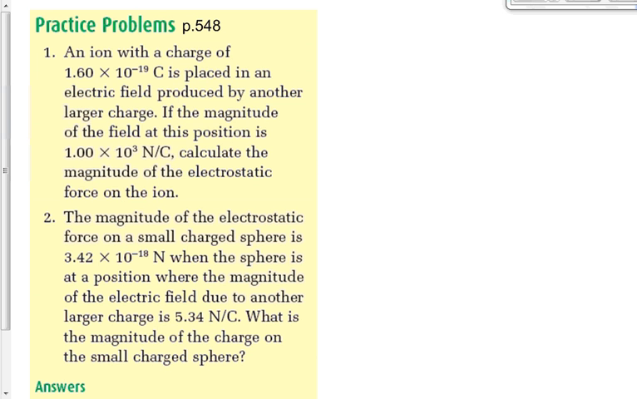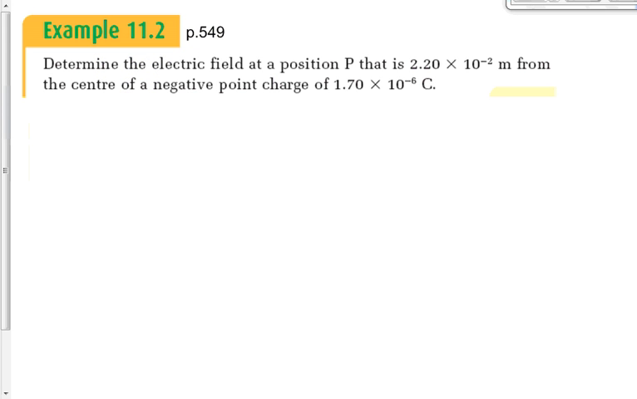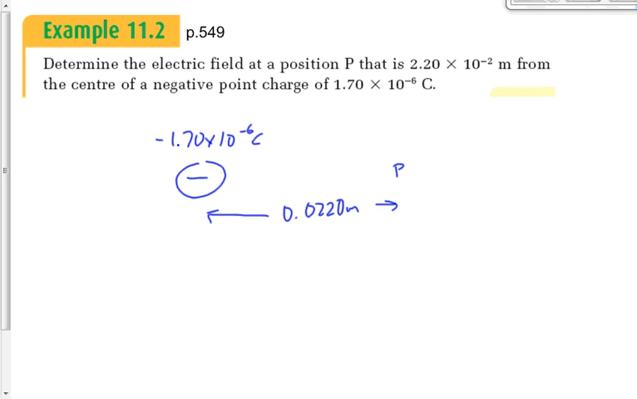Here's a couple questions to work on for the next few minutes. One more question for us to work on here now is the example question. This one says, determine the electric field at a position P that's this far away from the center of a negative point charge of this value. So let's see here. We have a negative point source. It's negative 1.70 times 10 negative 6 coulombs. We're trying to find the field strength right there at a distance of 0.022 meters away from it. What's the field strength at that point position P?